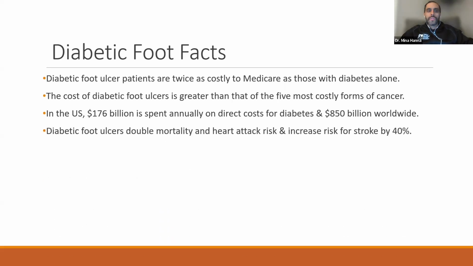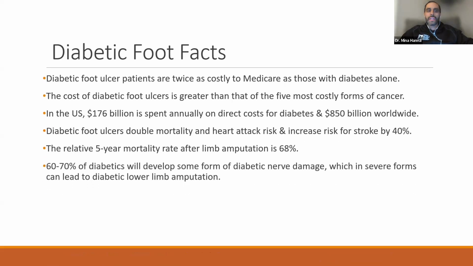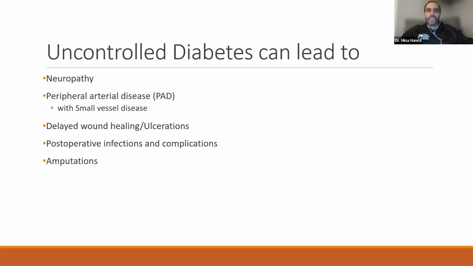Diabetic foot ulcers double the mortality and heart attack risks and increase risk for strokes by 40%. The relative 5-year mortality rate after a limb amputation is 68%. 60 to 70% of diabetics will develop some nerve damage in their lifetime.